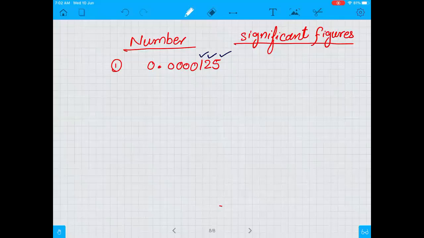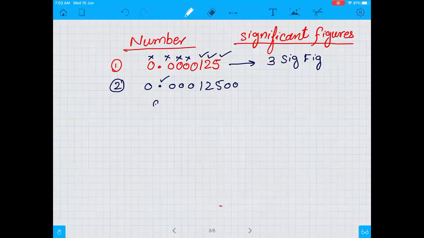So here you have three significant figures. The zeros are not significant. Number two, you have a number 0.000125 and then two zeros. Now you get a decimal point. When you get a decimal point, the zeros which are after the non-zero digit, these two zeros on the right side of this non-zero digit, will become significant.